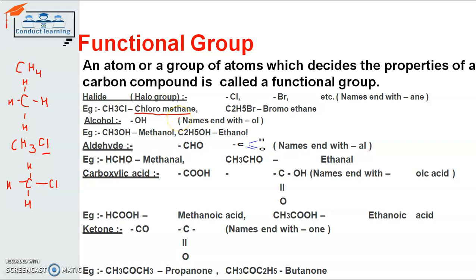So this is how chloromethane forms, where one hydrogen atom of methane is replaced with one chlorine atom. This is how the functional group is attached to the already existing carbon compound, and it changes the property of that carbon compound. The same example for bromoethane is given here.